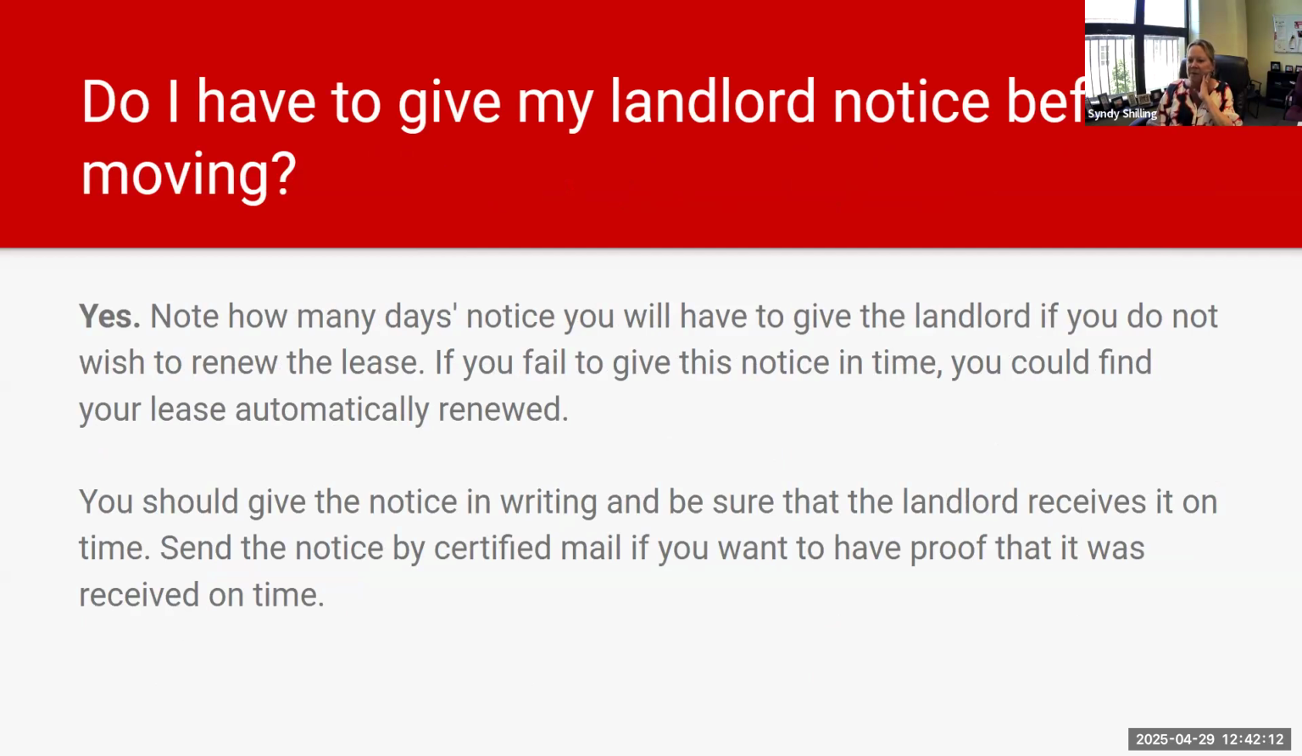Sorry, Cindy. I was just going to say, I probably left out the point of this is that if you don't give the required notice, your lease is going to automatically renew and it's going to default to month. So that's why they're justified in charging you for another month's rent.